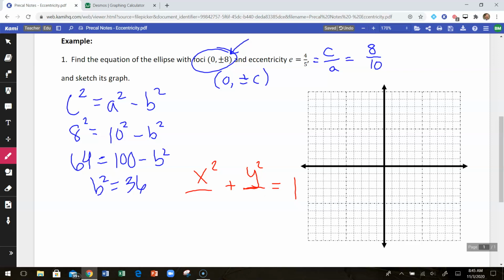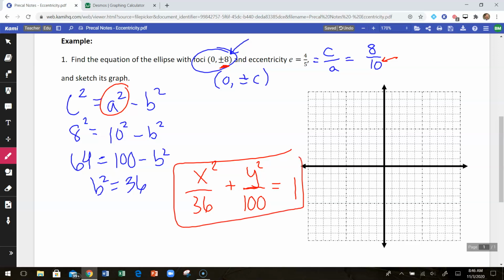The question here is, you just got to be careful. The foci, those are y coordinates, which means that our foci are on the vertical axis, which means it's stretched more vertically, which means that a squared is the number underneath y, not the number underneath x. So a squared is, if a is 10, a squared is 100. That goes underneath y. And then the b squared value goes underneath x. This would be 36. And so that is our equation there.